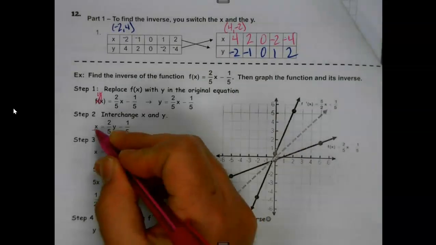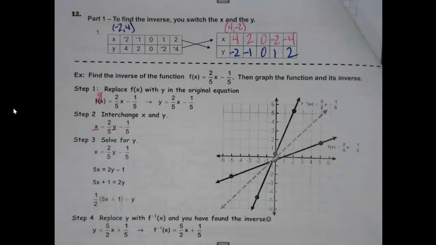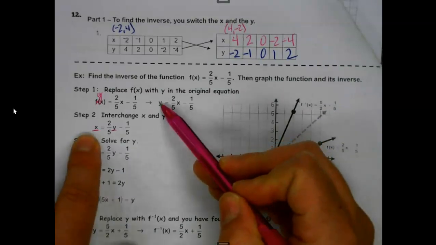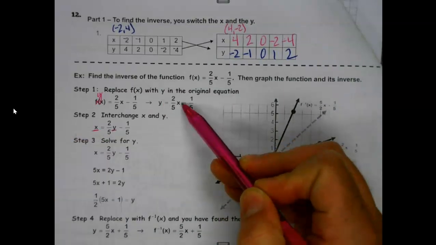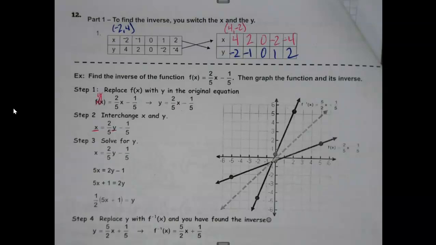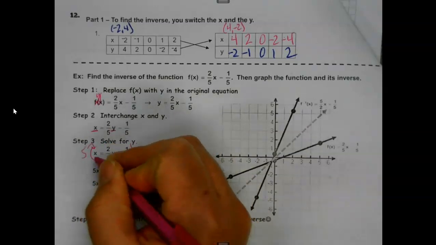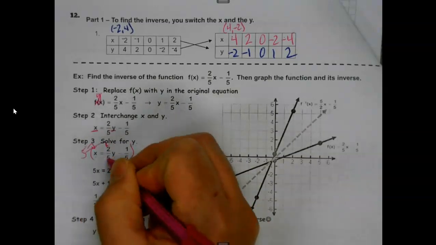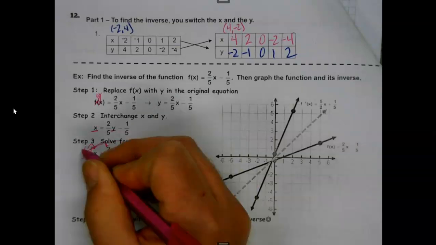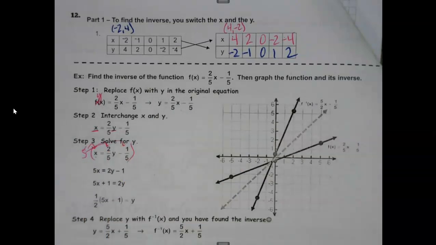You're going to swap the x and the y. So y becomes x and x becomes y, and then you're just going to solve the equation for y like you'd solve any other equation. Multiply through by 5 to get rid of the fraction. We'll show that here. There's the 5x. There's my 5's canceling. I get y on a side by itself. And I can graph those.